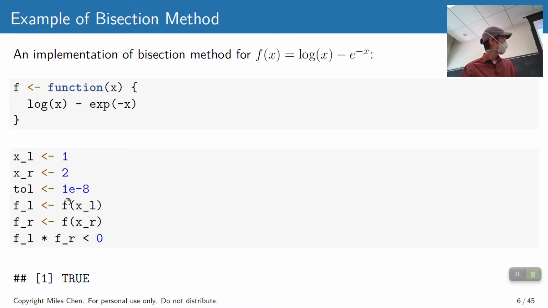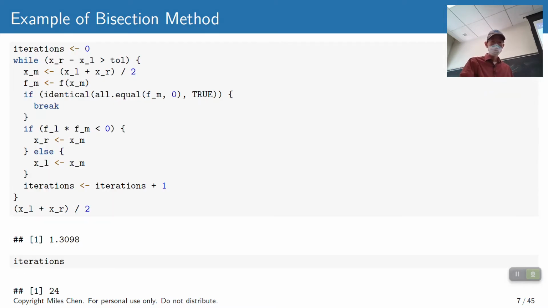I evaluate f on the left. I evaluate f on the right. And so I have FL and FR. Do they have opposite signs? F on the left times f on the right is indeed less than 0. So f on the left and f on the right have opposite signs. That is true. Okay? So to run this algorithm, this is all I'm doing.